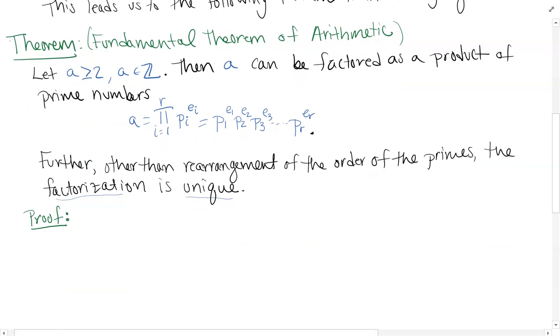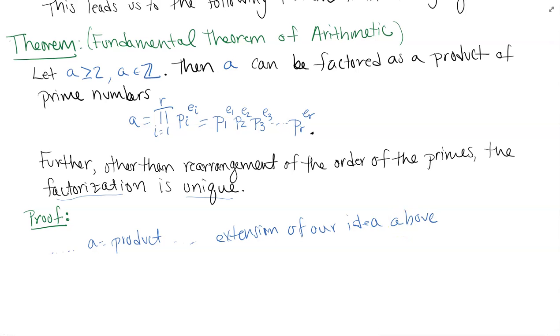So for the proof, I'm going to do a little hand waving and say that the part where A is equal to the product is an extension of our idea above. I would write it out formally, but that'll take time, and I think you can piece together the argument from where we left off above. But what I do want to focus on is this idea of unique factorizations.